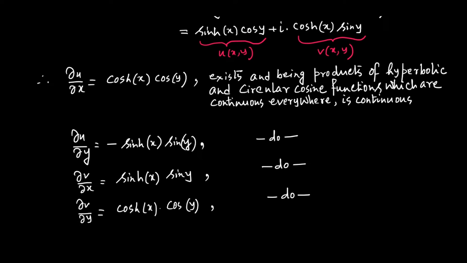So fine. So we have seen that all the four partial derivatives exist in the entire complex plane, and they are continuous as well. Now, if we compare their values, if we consider these two, then we can see here that del u del x is equal to del v del y. And if we look at these two, then we can see here that del u del y is equal to minus del v del x.